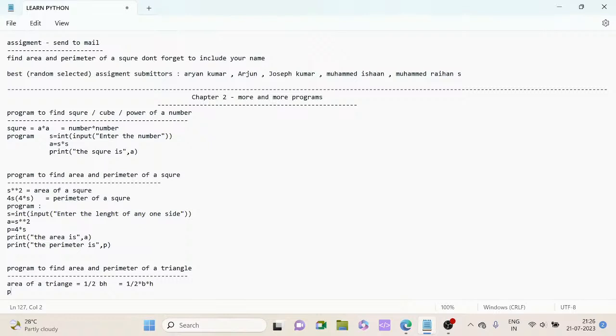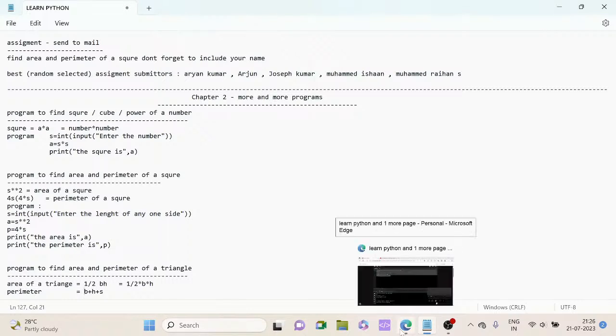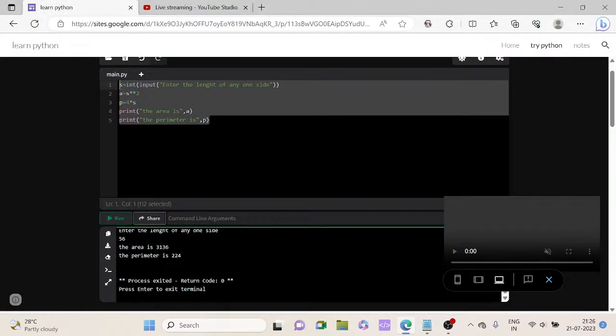Next is perimeter. So perimeter is equal to the sum of the three sides. So base plus height plus the third side. Okay, here we need to use three variables. Instead of this we need to use one more thing. So now let's continue.